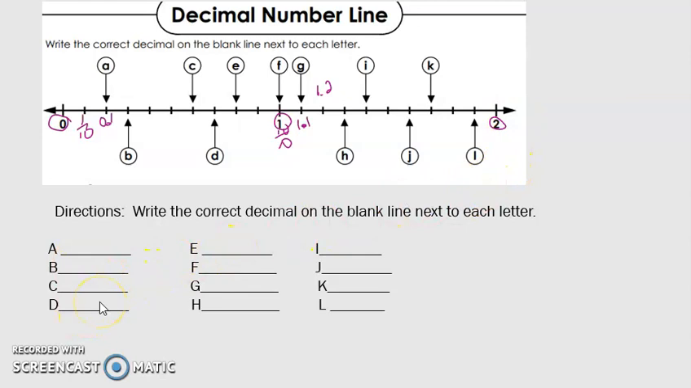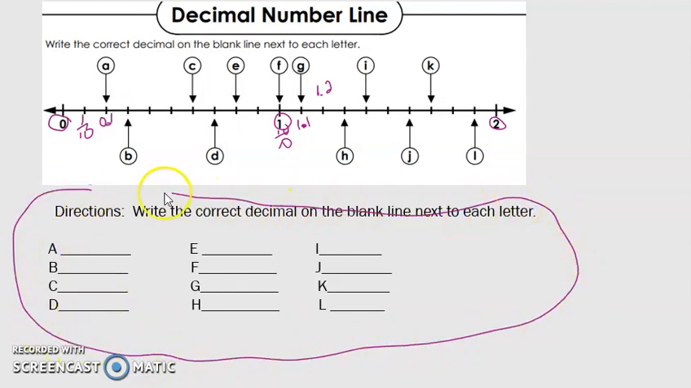So what I want you to do is on your notebook paper, you're going to write exactly what's right here. You don't have to copy the directions. You do not have to copy the number line, but you have to write A, and you're going to write the decimal next to it. You're going to go up here and look at where A is pointing. Where is A pointing? 0 and 1/10. So I'm going to put 0 and 1/10.